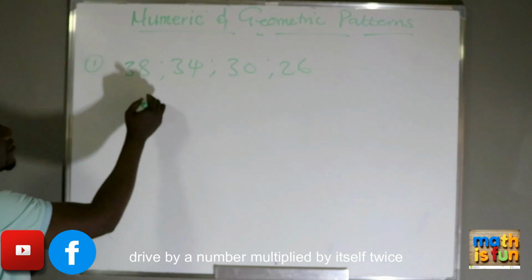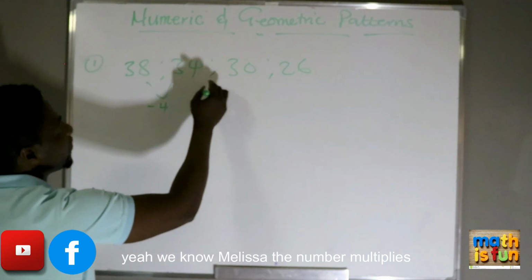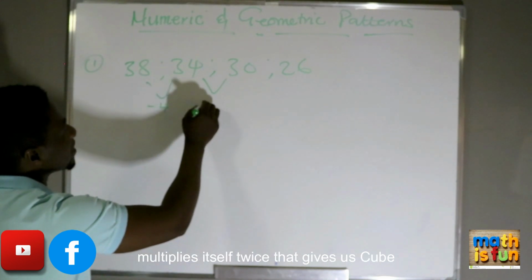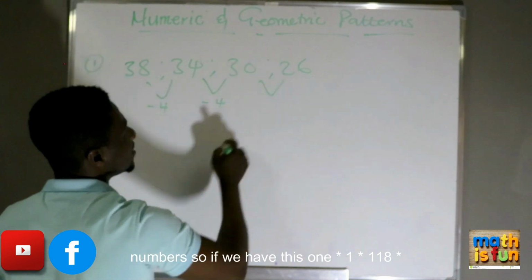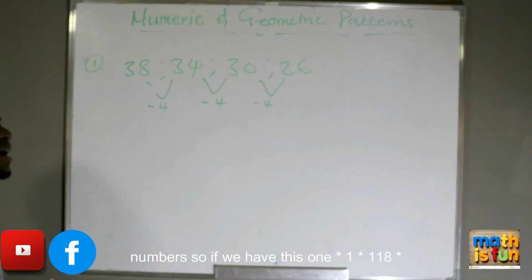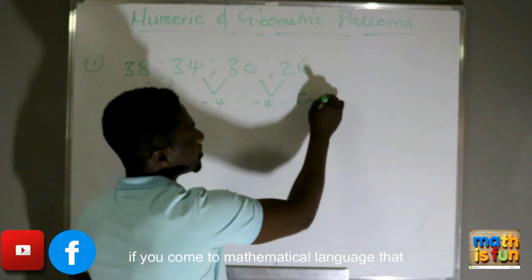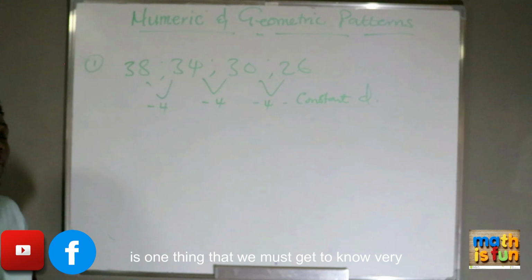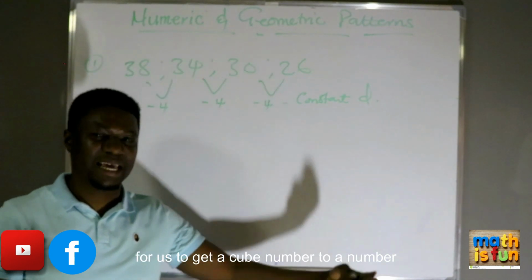Okay, consecutive terms: from 38 to 34, we are subtracting 4. From 34 to 30, we are subtracting 4 again, and from 30 to 26 we are subtracting 4. So this tells me that since I'm getting the same number as the difference, I'm getting a constant difference. And since I'm getting a constant difference, it means that I am going to subtract a particular number to get the next terms.